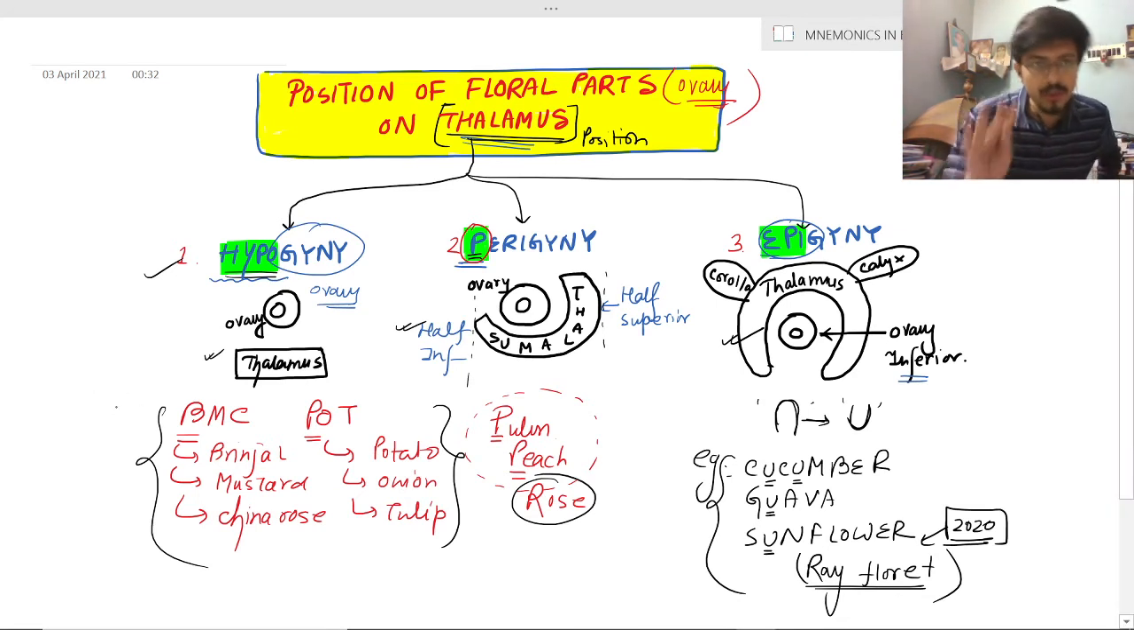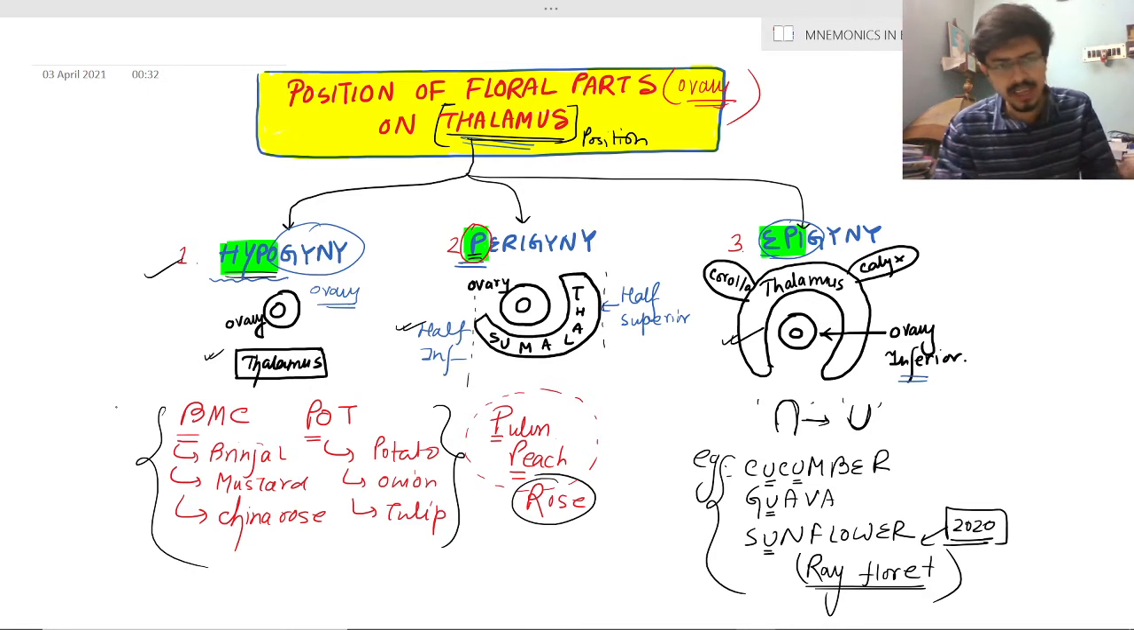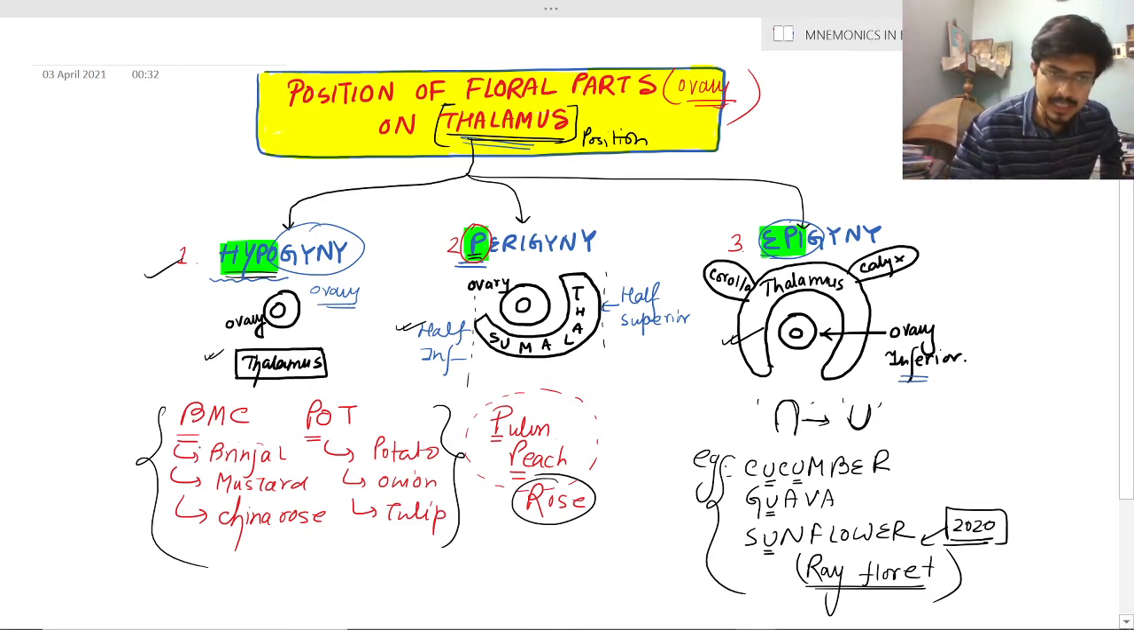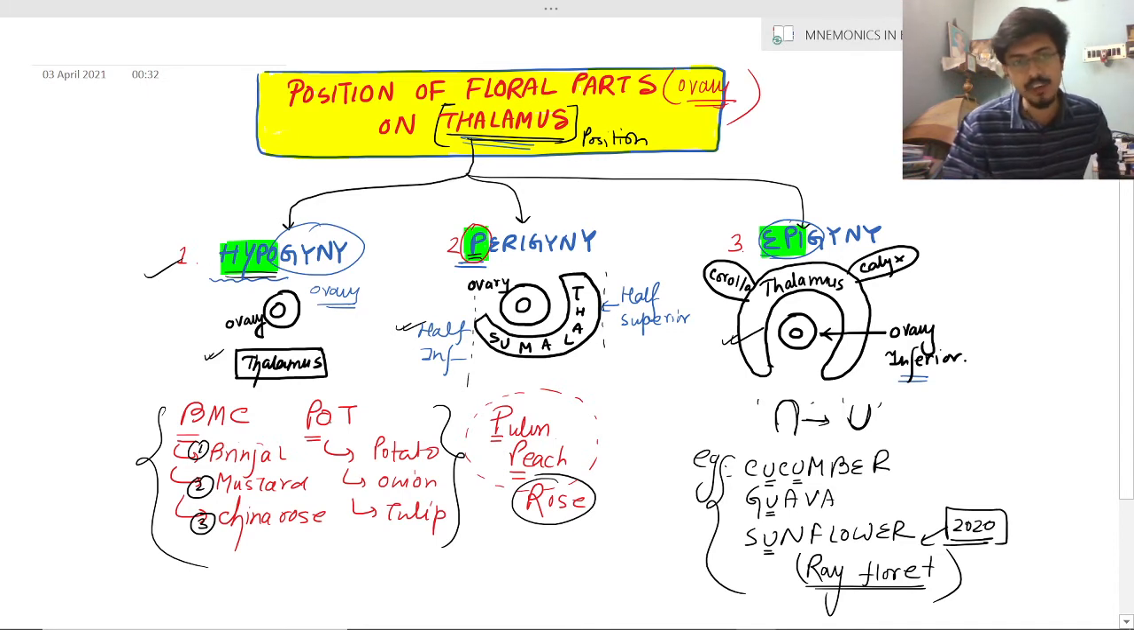The mnemonic for hypogyny is BMC pot. BMC means Bangalore Medical College, or any medical college starting with B. B means brinjal, the second is mustard and the third is China rose. BMC: B for brinjal, M for mustard and C for China rose. The pot mnemonic corresponds to P for potato, O for onion and T for tulip.